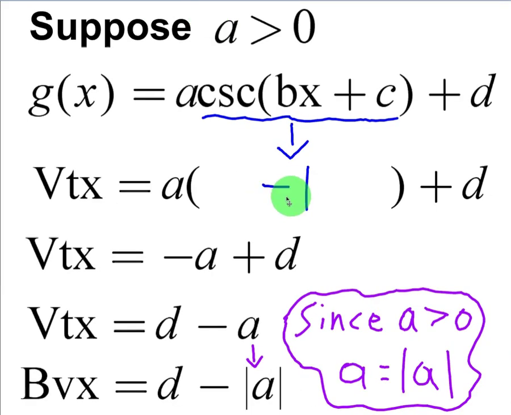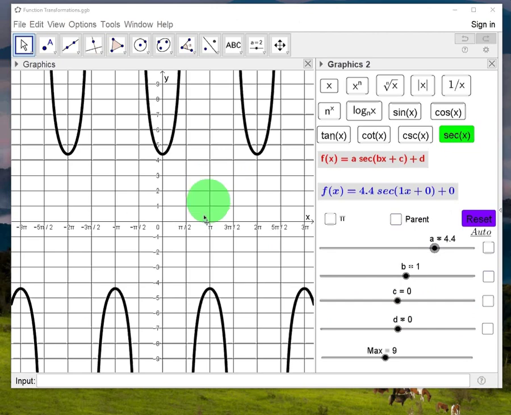So right now we're looking at A as positive, so that should help you understand what's going on with the proof. So we plug in -1 for this, we get -A plus D. Switch them and we get D minus A. Since A is positive, we know that the absolute value of A is equal to A, so we can replace A with absolute value of A. This will give us our bottom vertex of D minus absolute value of A. It will give us one of these down here, okay?